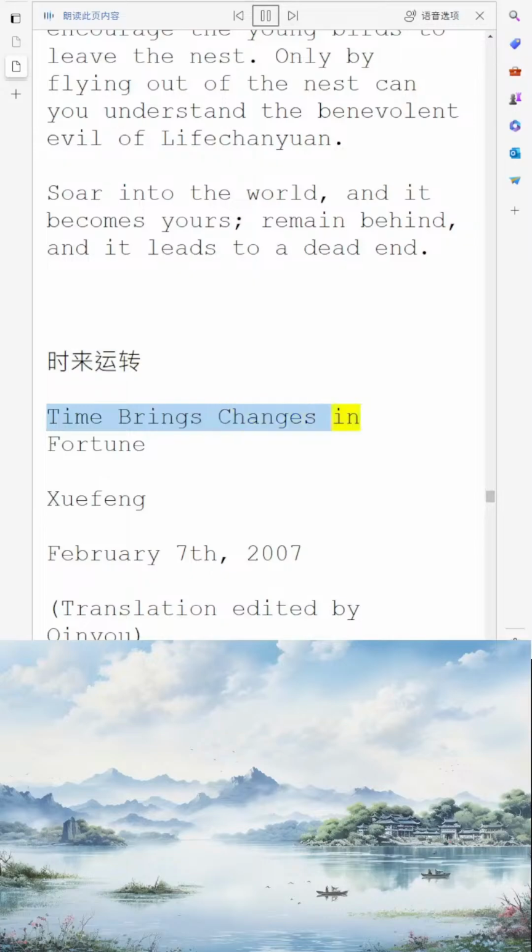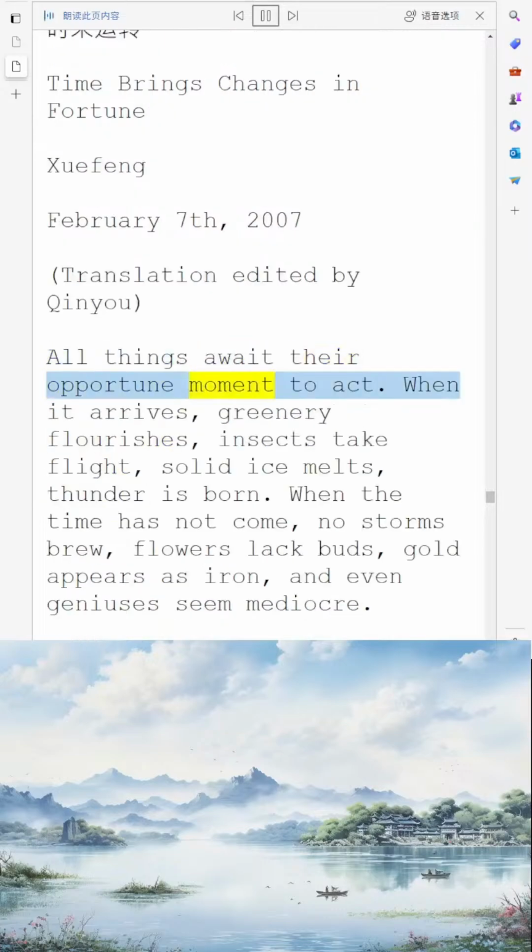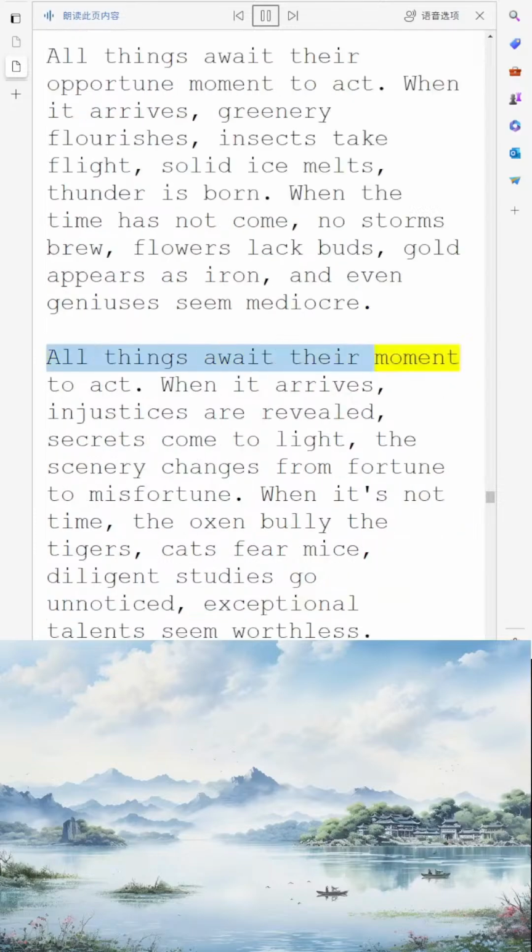Time brings changes in fortune. All things await their opportune moment to act. When it arrives, greenery flourishes, insects take flight, solid ice melts, thunder is born. When the time has not come, no storms brew, flowers lack buds, gold appears as iron, and even geniuses seem mediocre. All things await their moment to act.